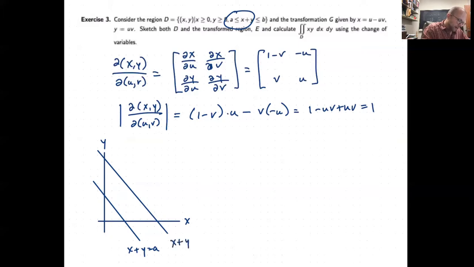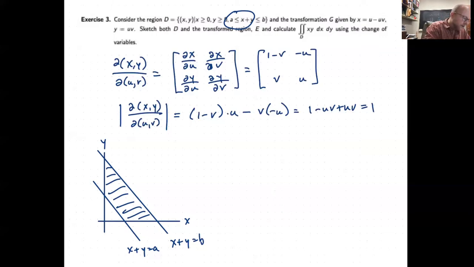X plus y equals B. And so for any value in between there, we get that, okay? So now we want to think about that with the UV plane. And you can just substitute in the things that you need and see what happens here, okay?